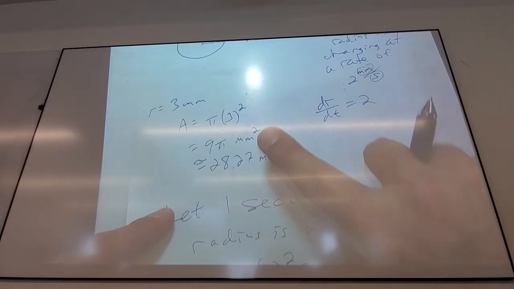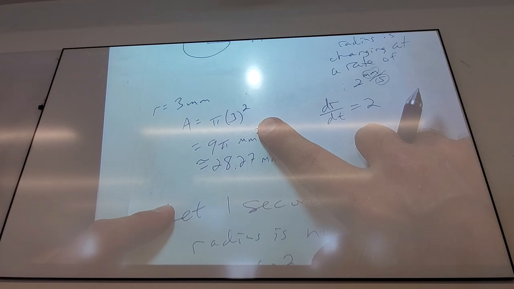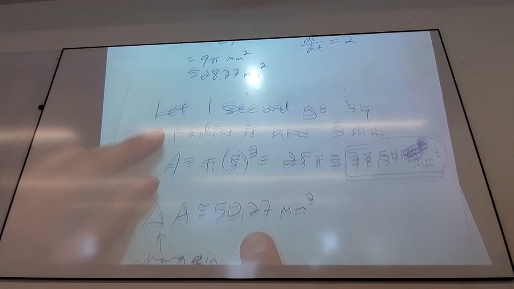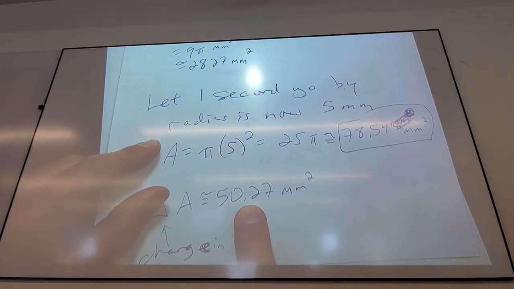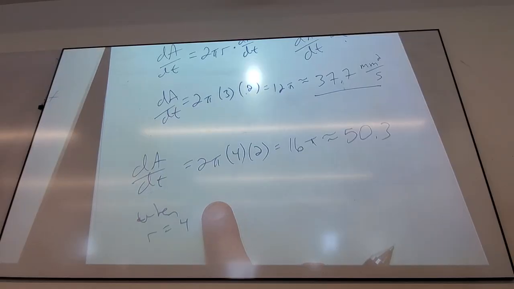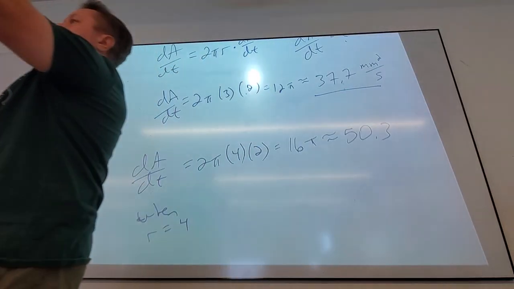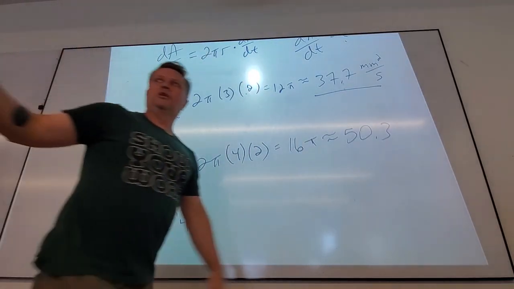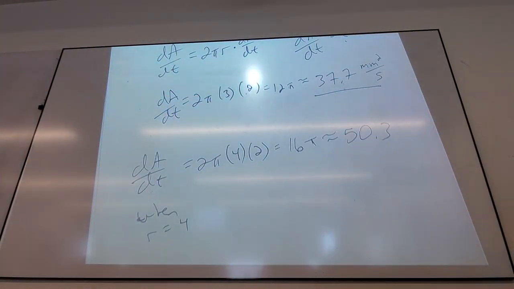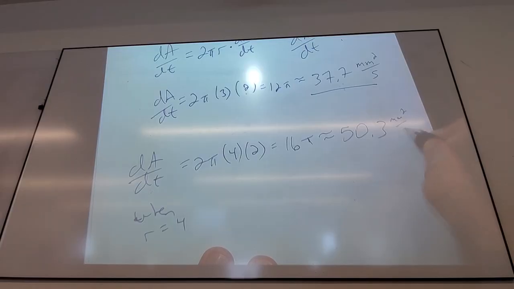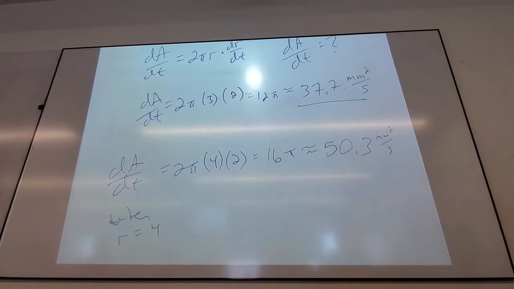And what did we actually get? We got the area at 3 millimeters and the area at 5 millimeters, and we saw how much it changed by. If I get the instantaneous rate of change at 4, right in between the two, that should be a good estimate for that. And it is. I got 50.3 millimeters squared per second. So that's a nice concrete example of this kind of problem.